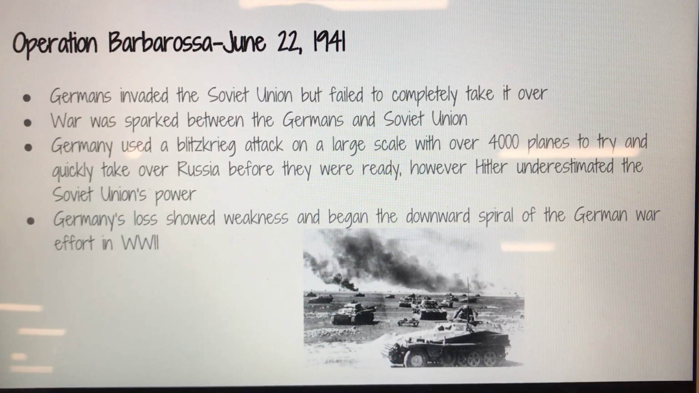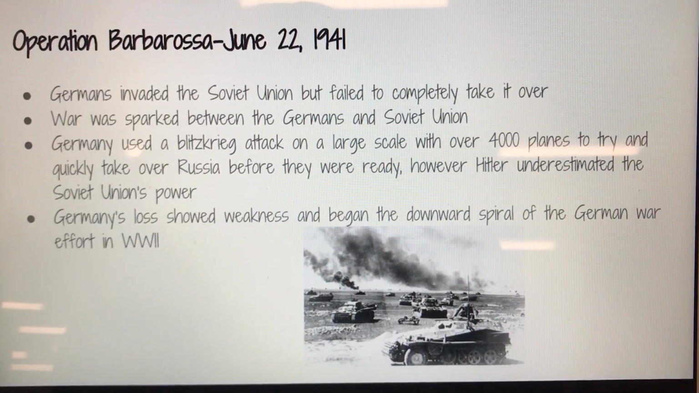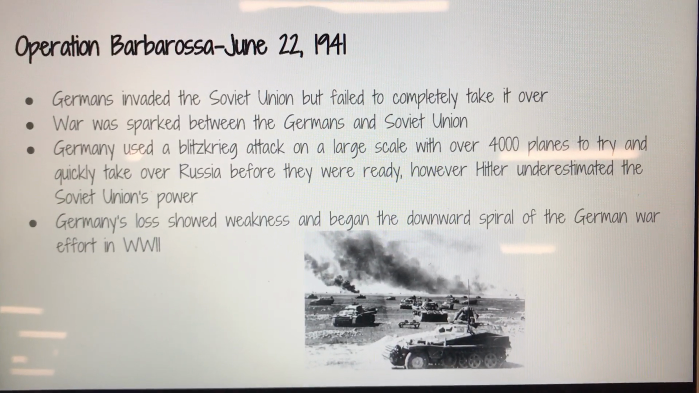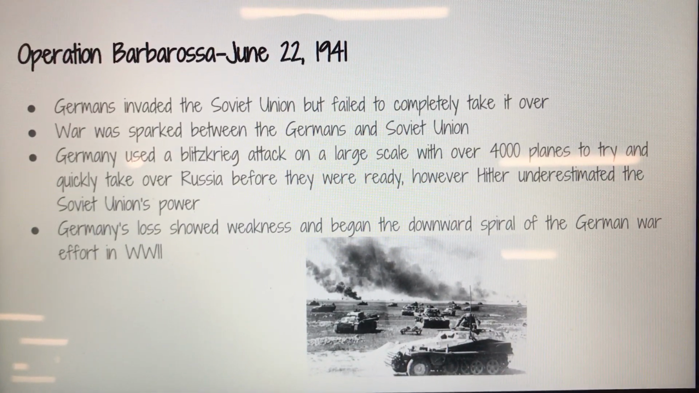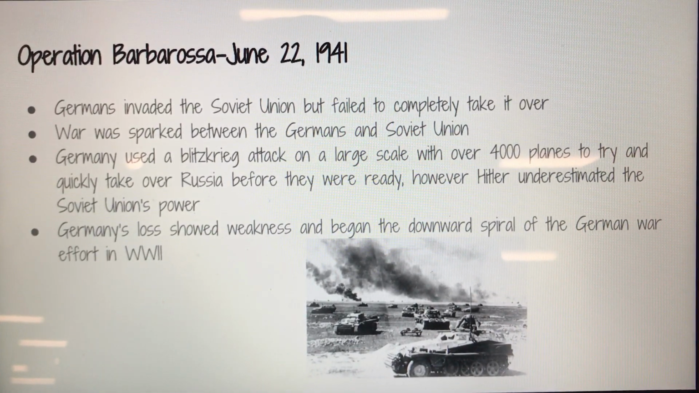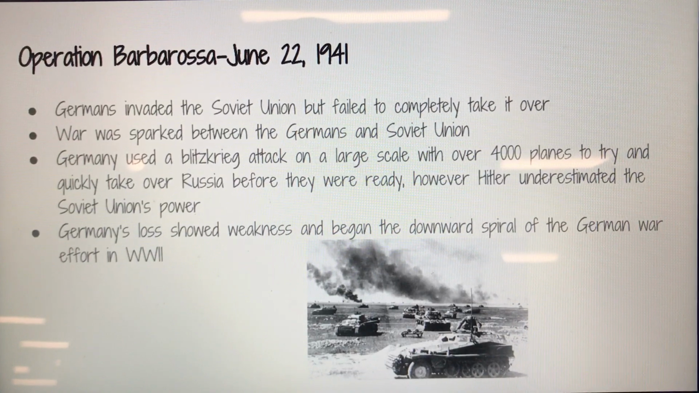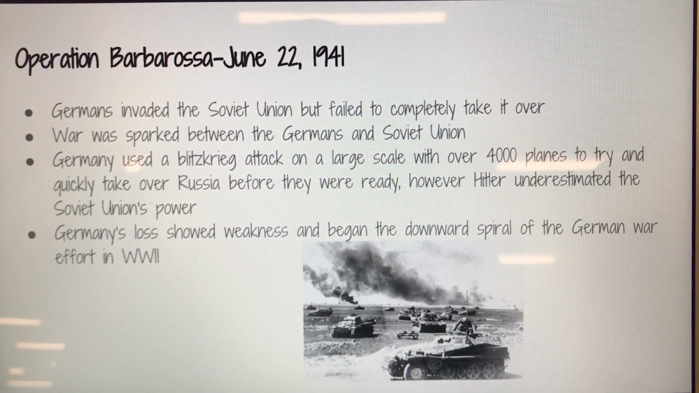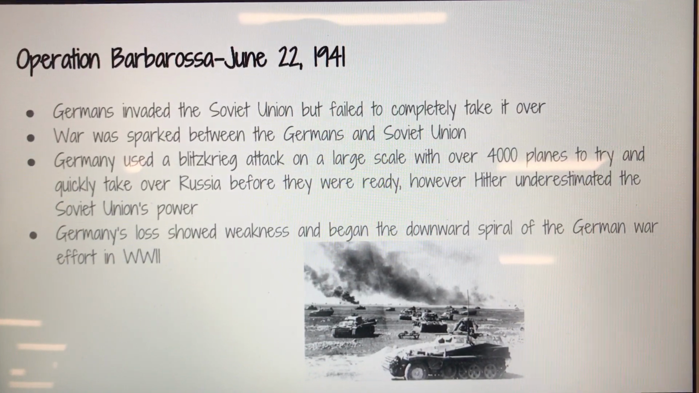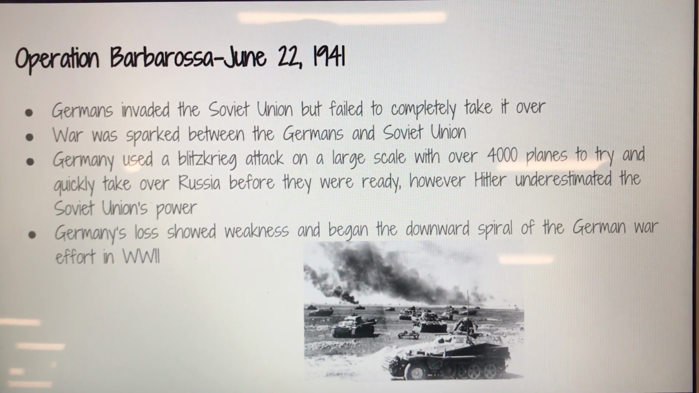Germany used a blitzkrieg attack on a large scale with over 4,000 planes to try and quickly take over Russia before they were ready. However, Hitler underestimated the Soviet Union's power. Germany's loss showed weakness and began the downward spiral of the German war effort in World War II.